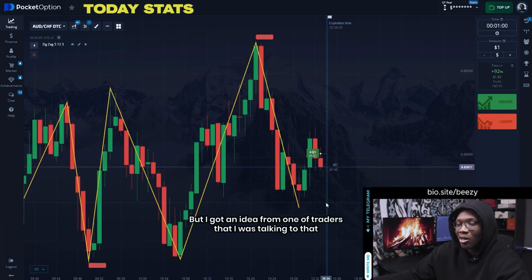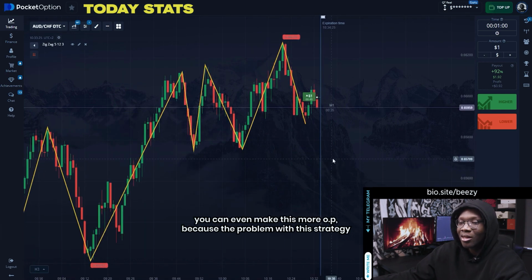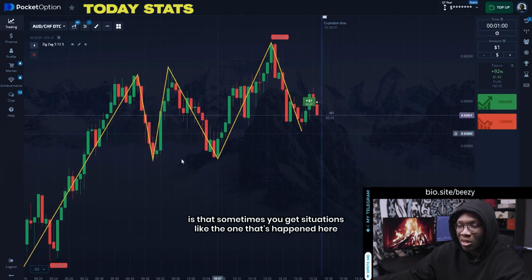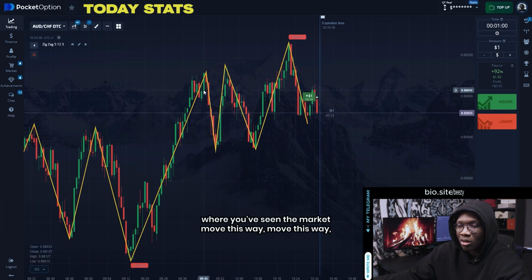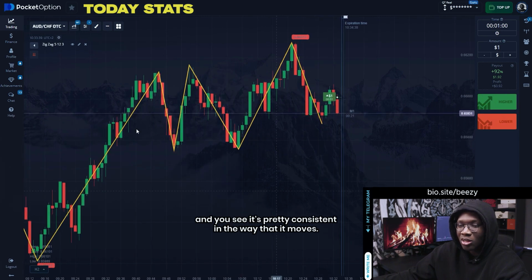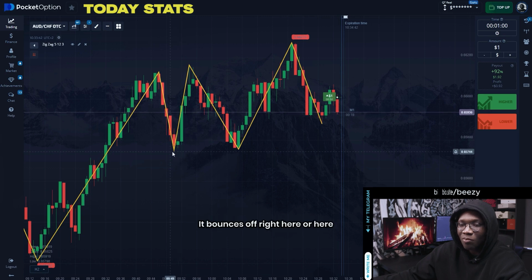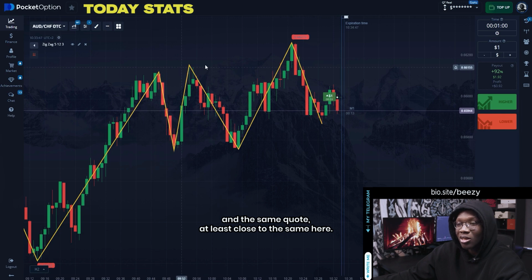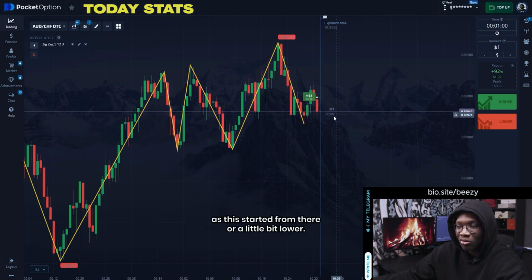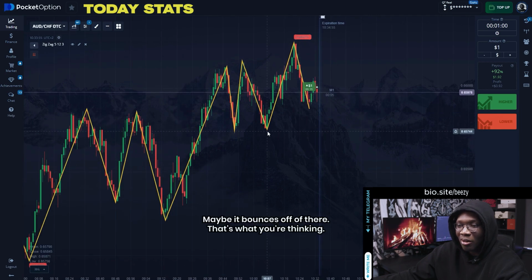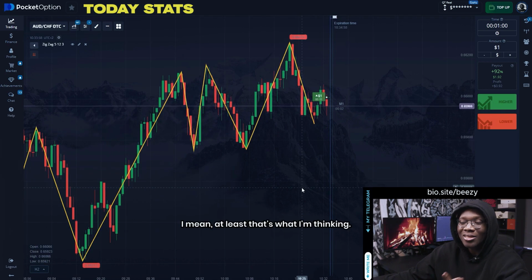But I got an idea from one of the traders that I was talking to that you can even make this more OP, because the problem with this strategy is that sometimes you get situations like the one that's happening here, where you've seen the market move this way, and it's pretty consistent in the way that it moves. It bounces off right here or here, and close to the same here. So you're expecting the reversal to be either a little bit higher, as it started from there, or a little bit lower. Maybe it bounces off of there. That's what I'm thinking.